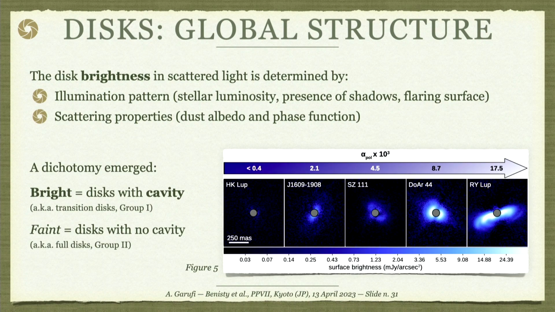And in general, I think we have a dichotomy. Actually, we have a continuous distribution, but let's say we have a dichotomy between bright disks, those with a large cavity, where a photon is free to actually illuminate the outer disk, and the faint disks, where basically no cavity exists. So people in the field know that we are talking about transition disks, or Group 1 in the old Meeus classification, versus full disks with no large cavity, also known as Group 2.